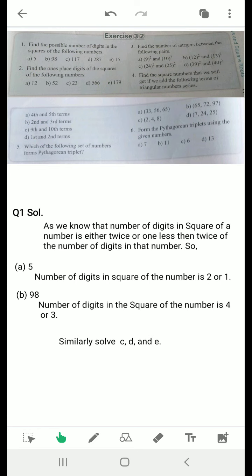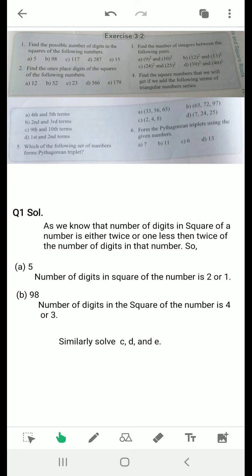Our next question is, find the square numbers that we get if we add the following terms of the triangular number series. What is the triangular number series? That also I explained in the previous video that I uploaded; you can watch it again and try to understand what the triangular numbers are. But now our question is, find the square numbers that we will get if we add the fourth triangular number and the fifth triangular number, or the second and third.